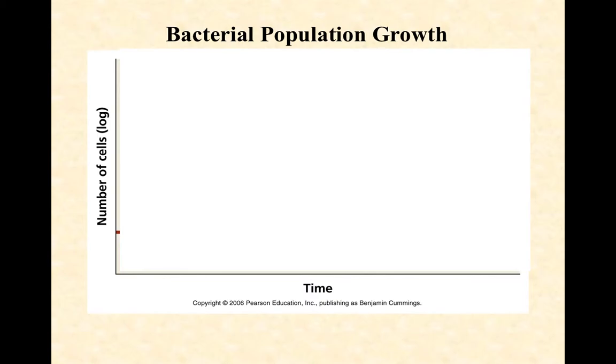So hit pause on this video and sketch up the number of cells in a closed culture, like a localized wound site or a test tube or a colony, as a function of time. Go ahead and do that now, and then if you can remember, label all four of the different phases. Ready, go.